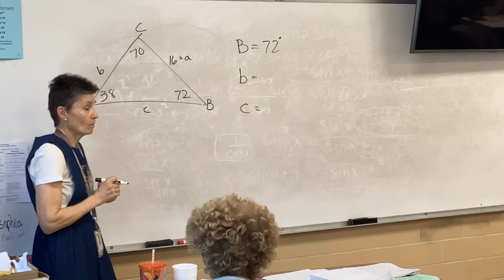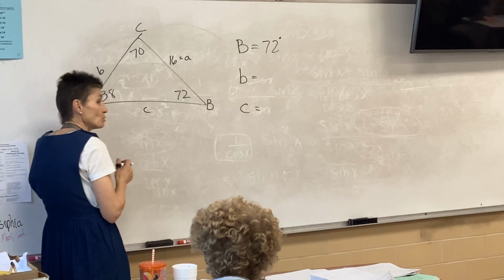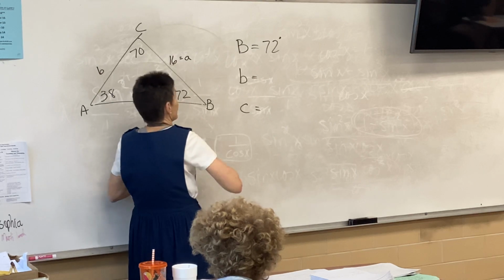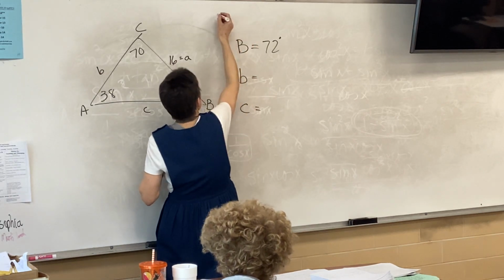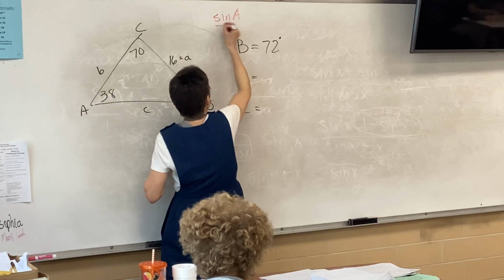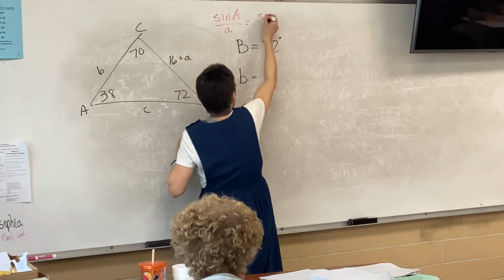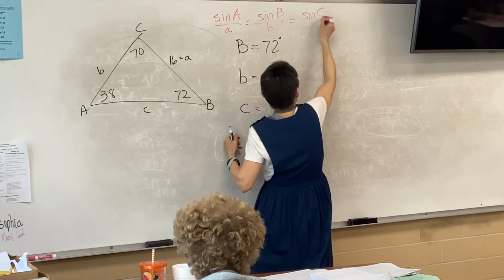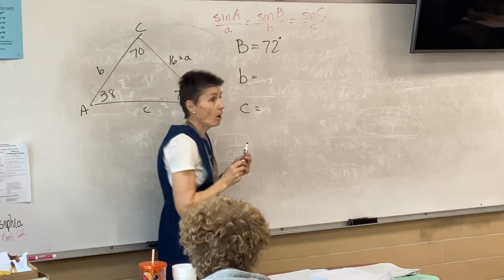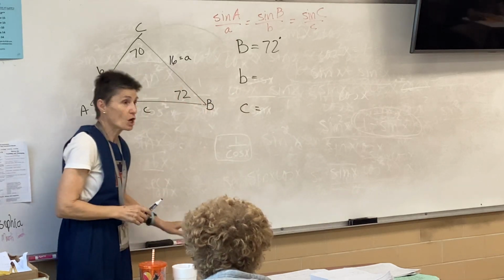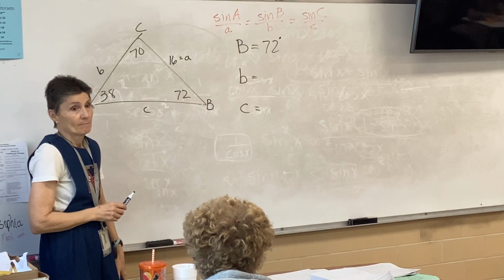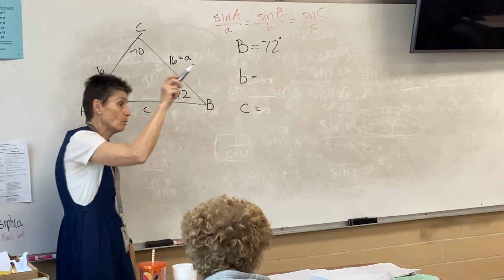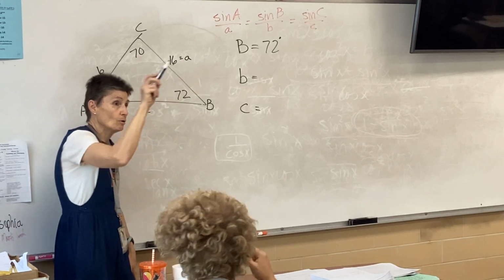Now, no SOHCAHTOA. Instead, we use what's called the law of sines. And the law of sines says, it's very easy, sine A over A equals sine B over B equals sine C over C. The law of sines is just a giant proportion. Sine angle over its side, sine angle over its side, sine angle over its side.